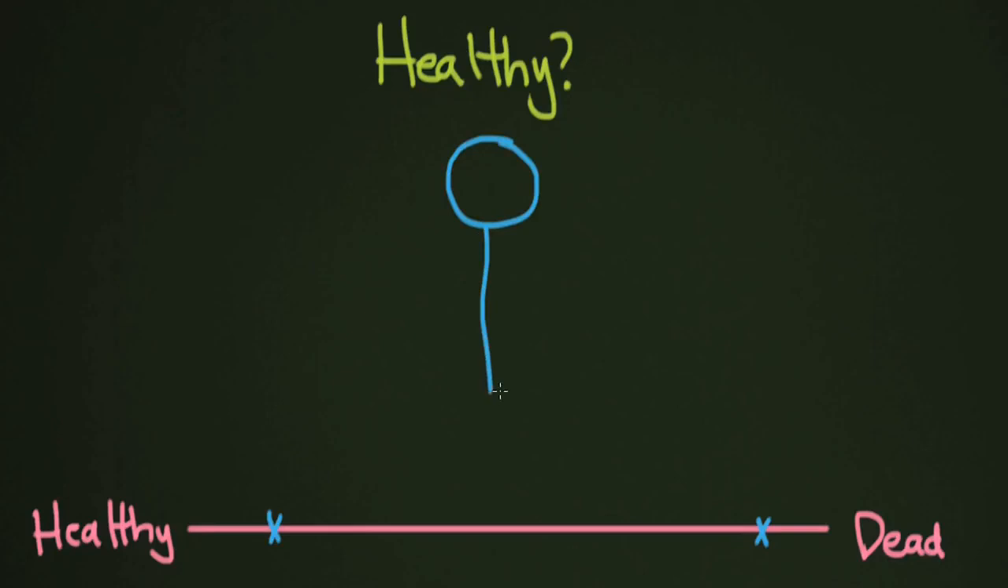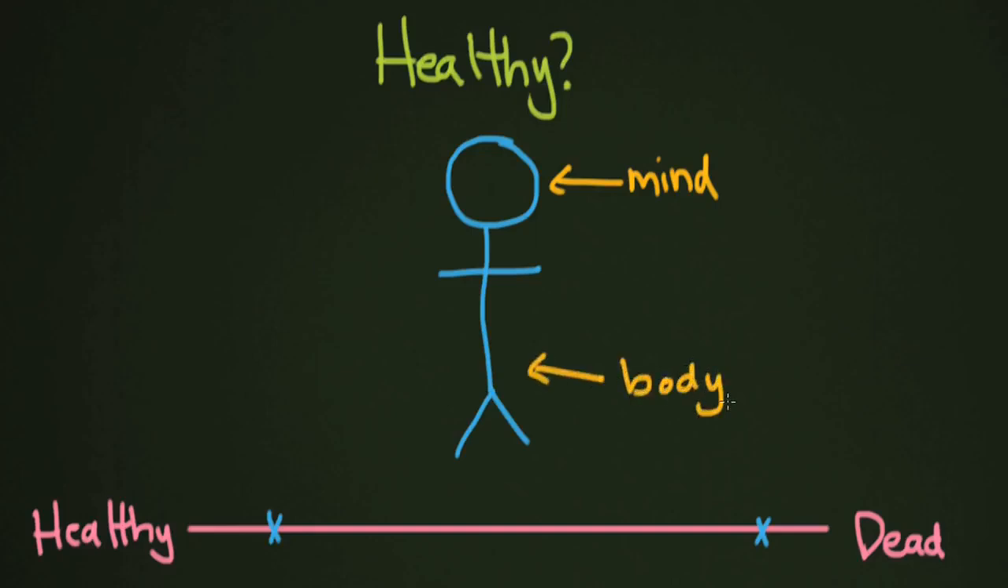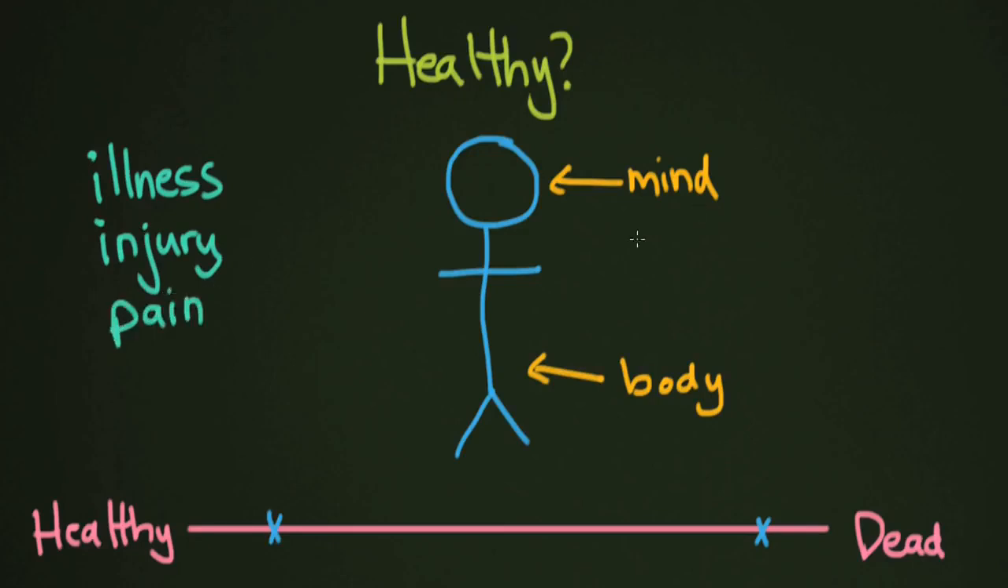We're going to draw a blue person. There we go. And this blue person has a mind, has a body. And I think the best description that I've found of what a healthy person is, or the simplest, is the person who is free from illness, free from injury, and free from pain. So, in both mind and body, they are free from illness, injury, and pain.